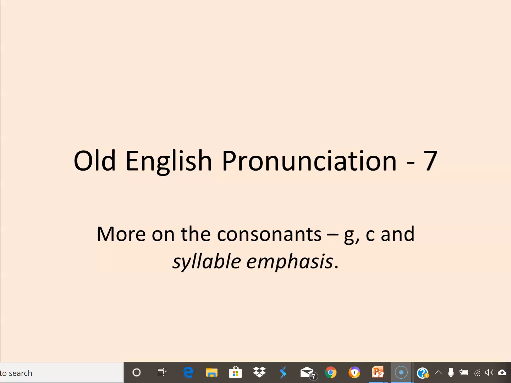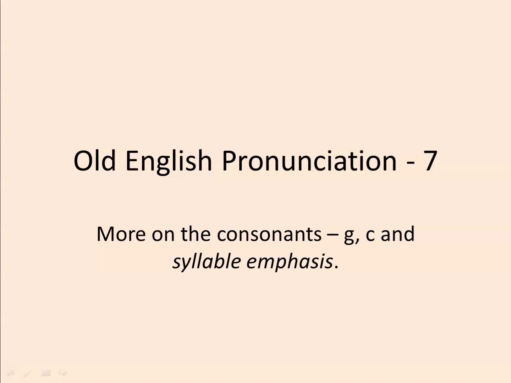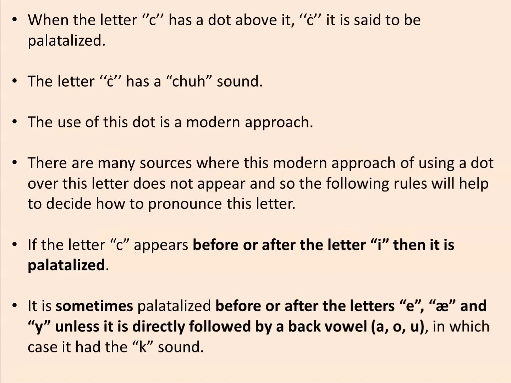Right, well in this video we're going to have a look at some rules concerning the letters G and C, and an aspect concerning the emphasis of syllables, or where to place the emphasis on which syllables. Right, so when the letter C has a dot above it, it is said to be palatalized. Now the letter C dot has a ch sound, and the use of this dot is a modern approach. It wasn't used by the Anglo-Saxons themselves.